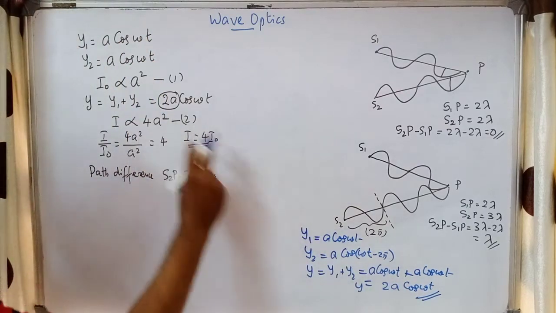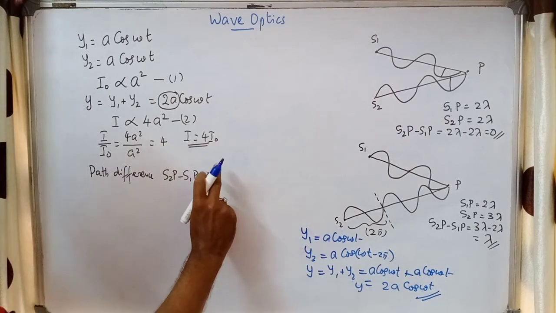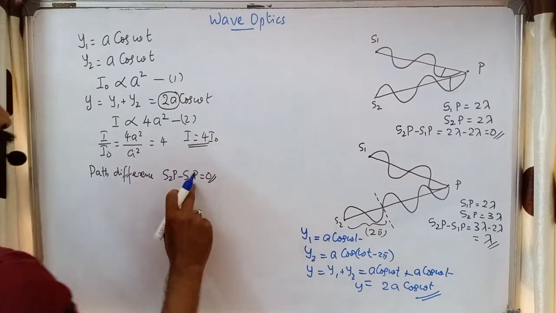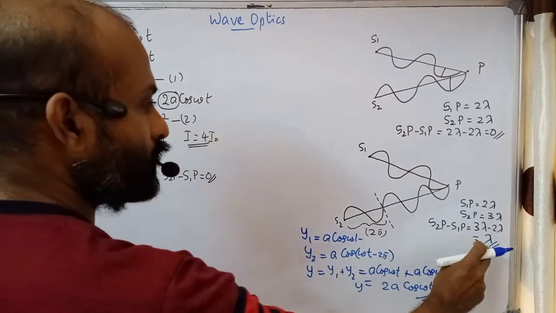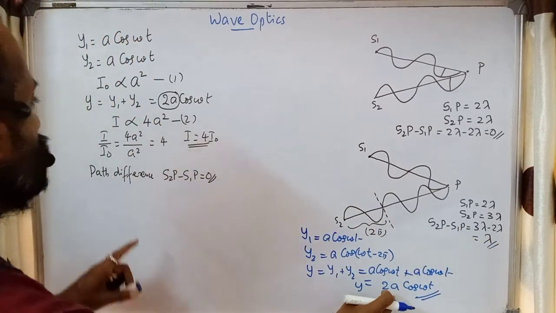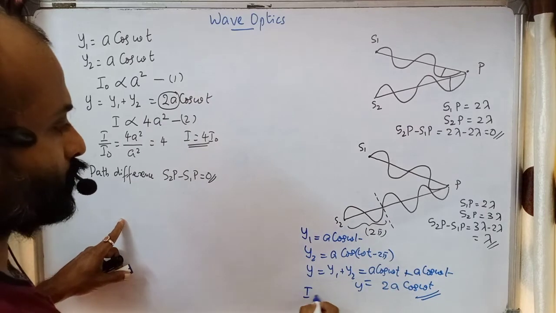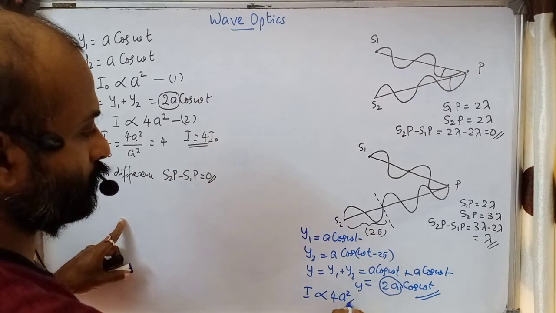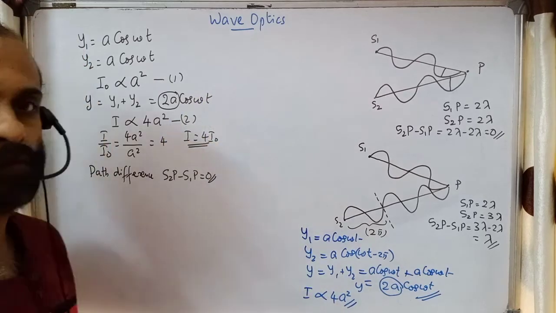It is exactly similar to this. So what is the path difference? Path difference will be lambda. Here path difference is 0, here path difference is lambda. Here also, what is the intensity? We can say the intensity is proportional to the square of this, proportional to 4a². Same relation we can use here also.